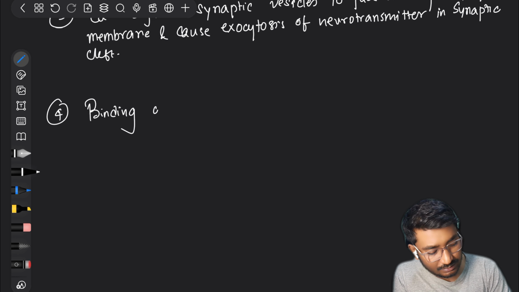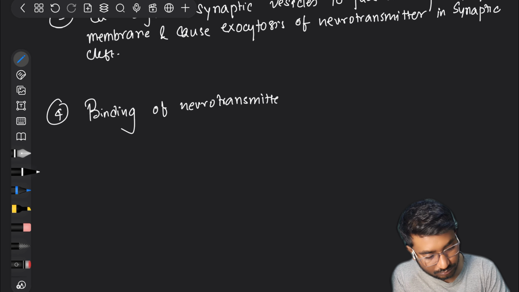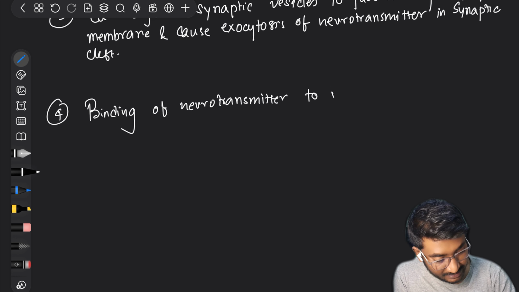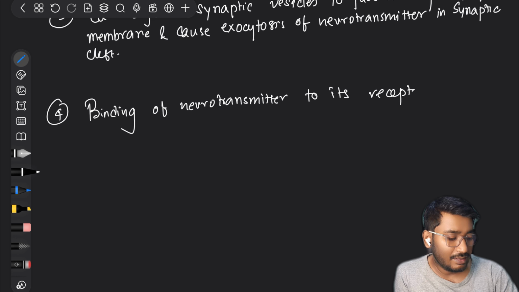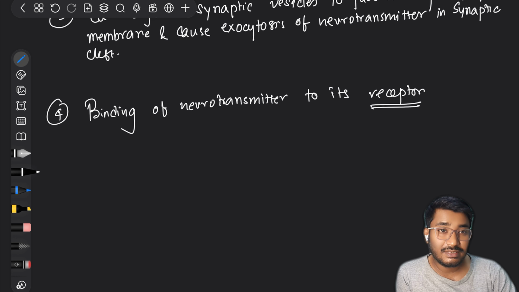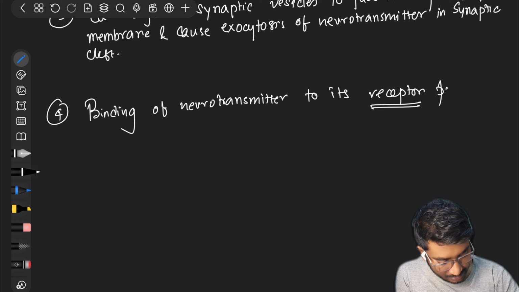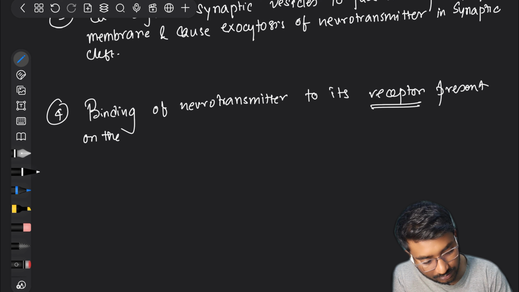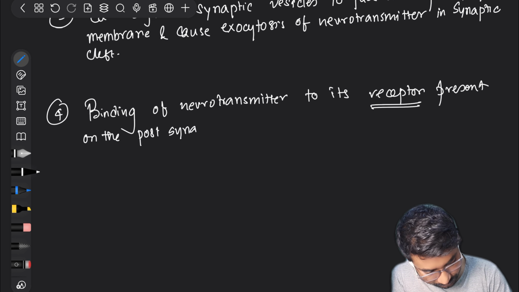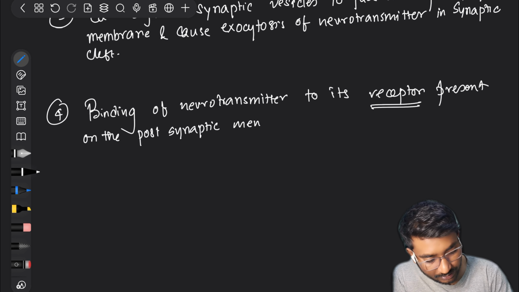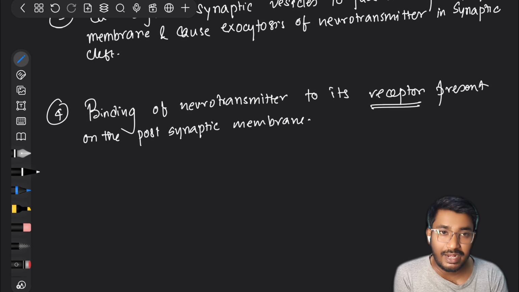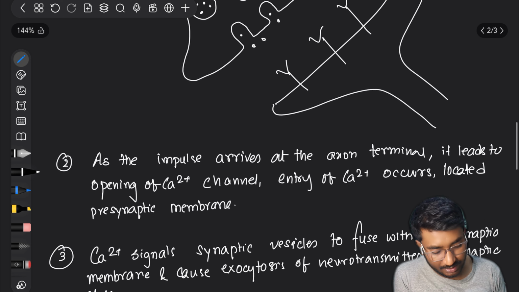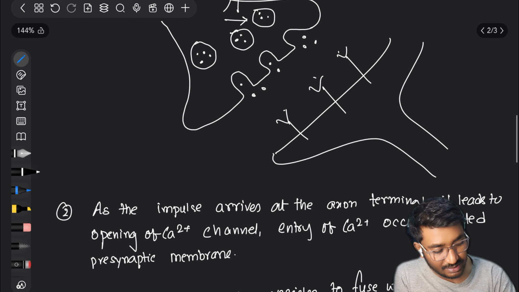Binding of neurotransmitter to its receptor. Remember, the neurotransmitter binds to its receptor. The receptor only binds with the neurotransmitter, present on the postsynaptic membrane. So the neurotransmitter binds with the receptor on the postsynaptic membrane. Here the neurotransmitter gets bound.